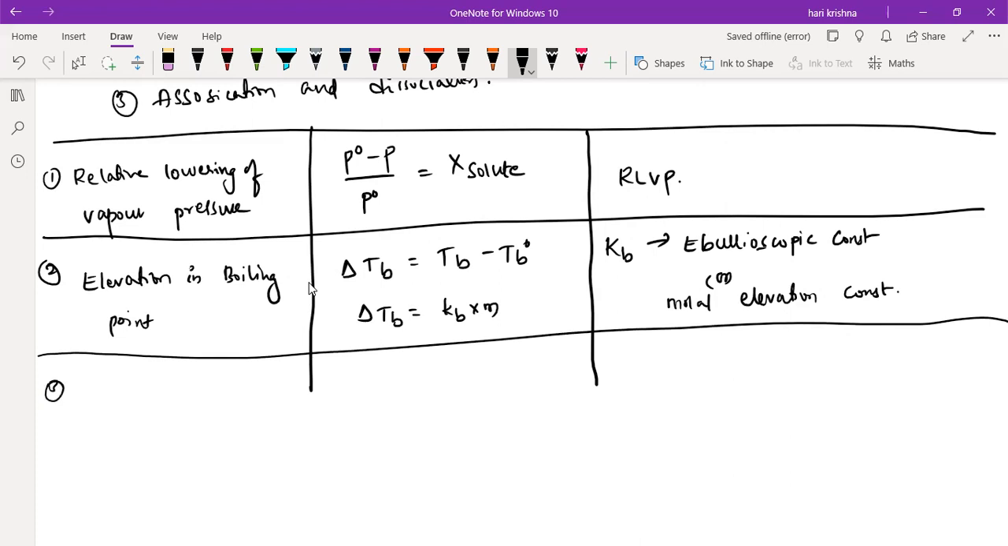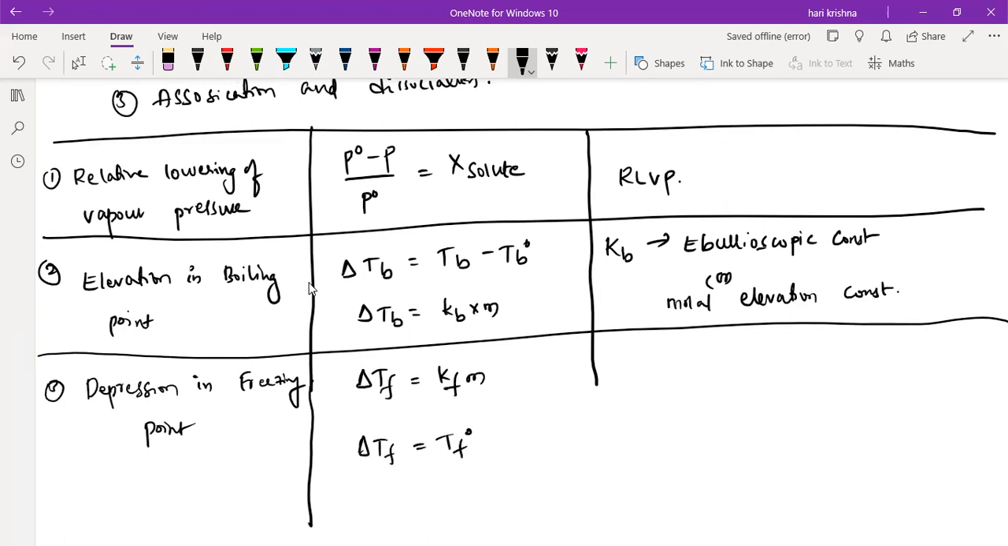So the third one is the depression in freezing point. That is delta TF equal to KFm, or you can write delta TF equal to TF naught minus TF. Here KF is the cryoscopic constant. And what is the m here?